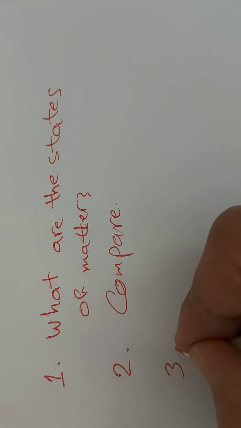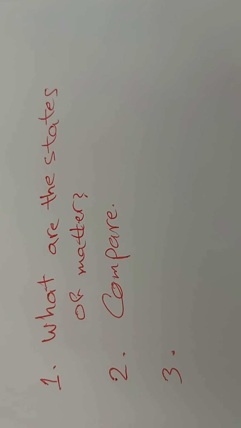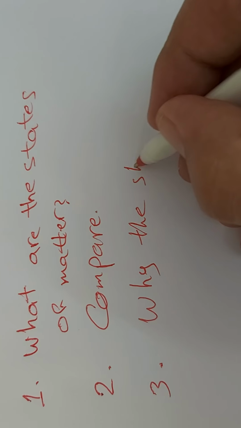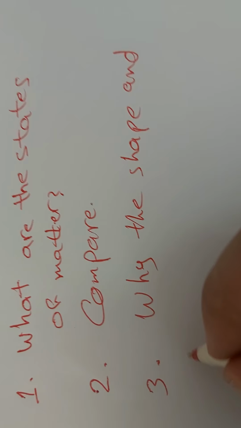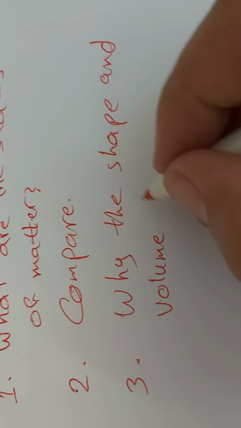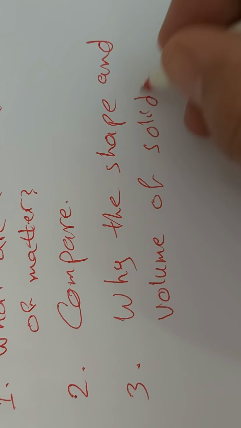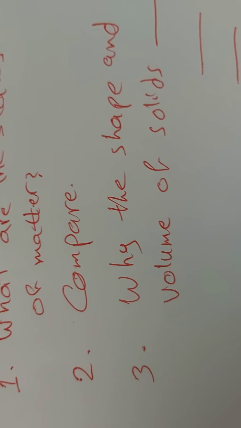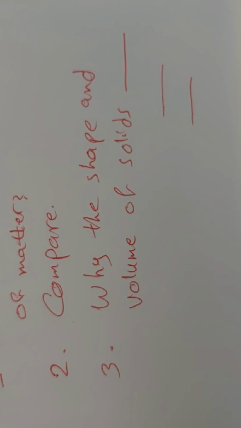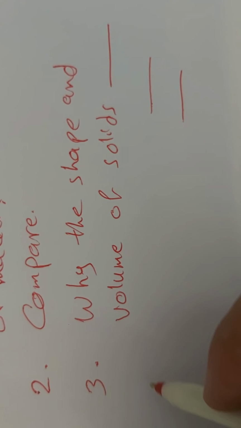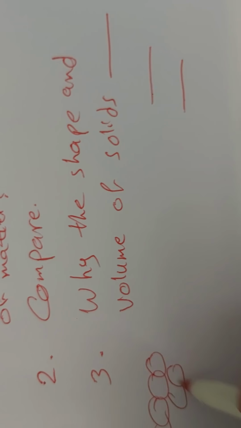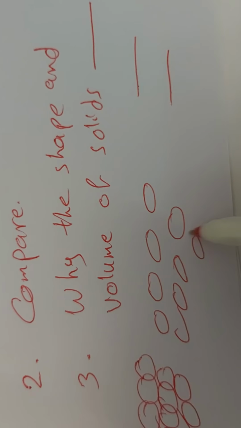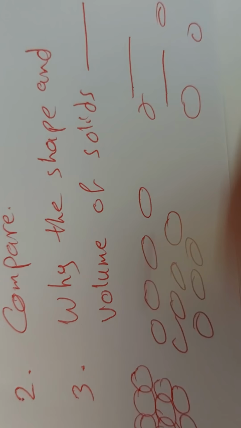Number 3. Why the shape and volume of solids are definite, liquids not, gases not definite, and liquids only definite volume? Because of the particles. So if I said draw the particles, you have to draw solids very close to each other, rigid, liquids further than that, they slide over each other, and the furthest will be gases.